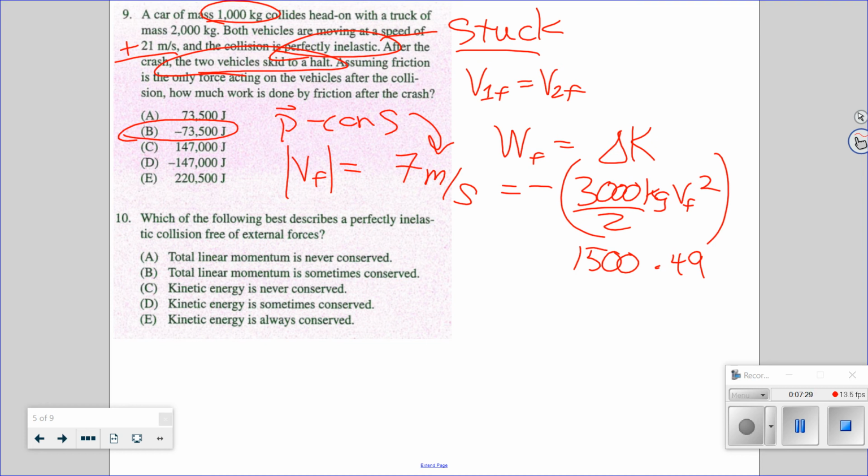Alright, and then which describes a perfectly inelastic collision? They're just quizzing things again. Okay, but free of external forces, so momentum is conserved. Not never. Momentum is conserved. Not sometimes. Definitely. Okay. I would cross those sometimes ones off. Just like that. So 9 is B and 10 is C.